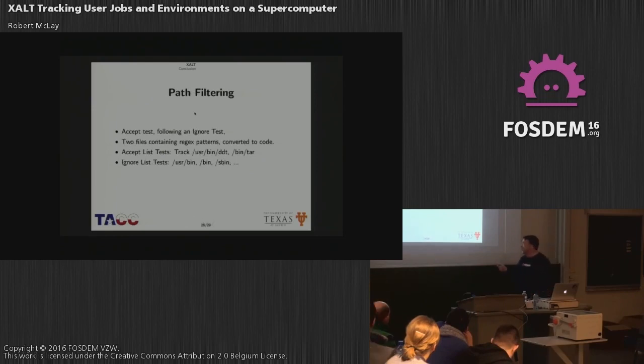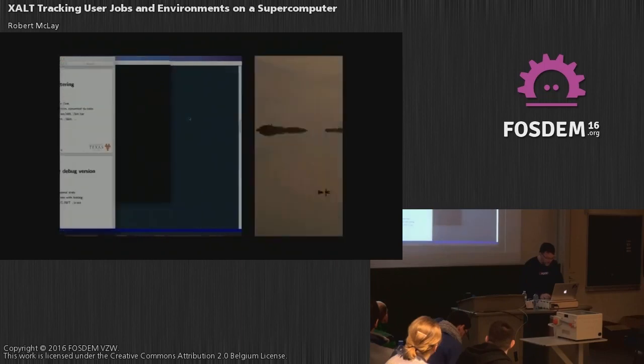So if you're going to do this, you're going to collect a lot of data. Depending on your site, you may or may not want to track things like cp. But I was talking to some colleagues at a bio site, and they said their number one job was awk. So there may be things you want to track that I didn't think of before. But you can choose how you want to select the things you want to track or not.